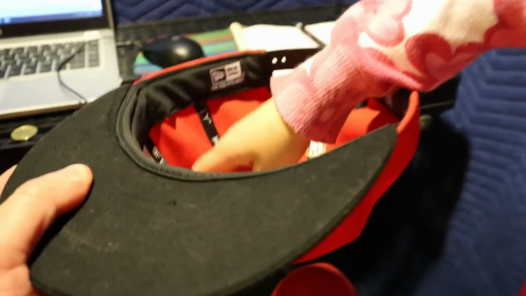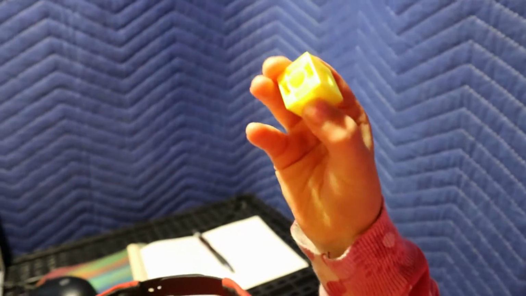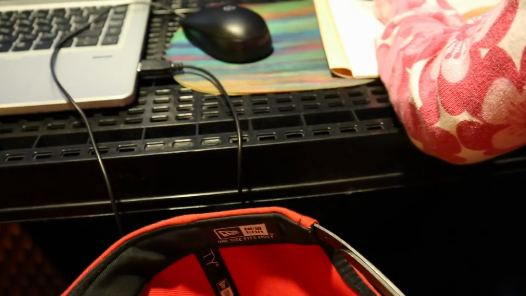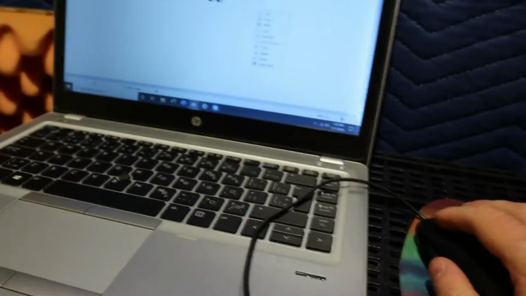Unbelievable. Okay. And she is looking the other way. Unbelievable. Okay. Put that there. 9 out of the possible 10 times she drew yellow. That's incredible. All right. So you've really beaten the odds here.